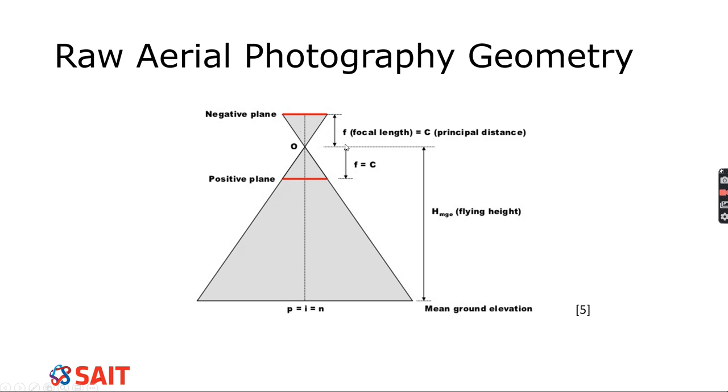The negative plane, the focal length or principal distance. I will always refer to it as a focal length. Then the focal length as well to the positive plane, the focal point, which is where the lights cross, and the flying height above the ground. So this is mean ground elevation, that would be above the ground.